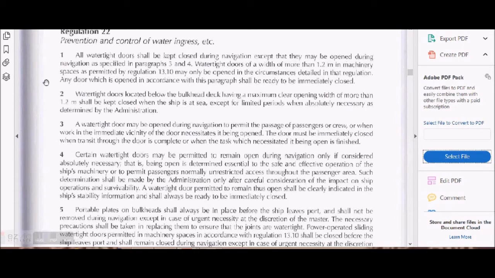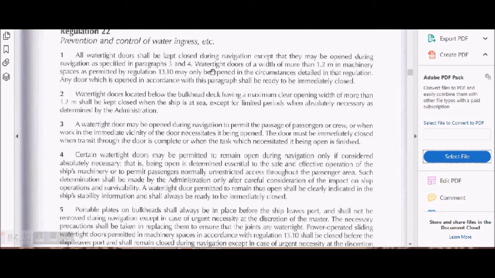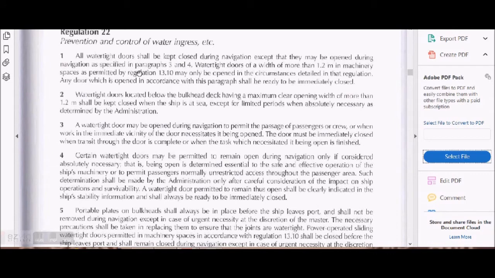22.1, this is. So all the doors shall be kept closed during navigation except that they may be opened during navigation as specified in paragraphs 3 and 4. So 3 and 4 is over here. Then watertight doors of a width of more than 1.2 meters in the mechanical space, as permitted by regulation 13.10, may only be opened in the circumstances detailed in that regulation. Any door which is opened in accordance with the paragraph shall be ready to be immediately closed. This means all the doors shall be kept closed during navigation. Nothing much.